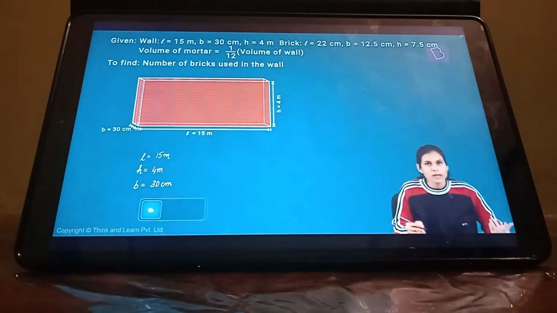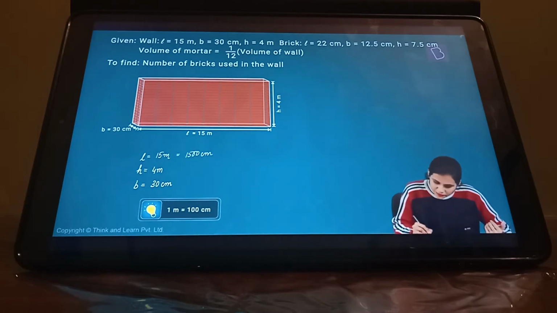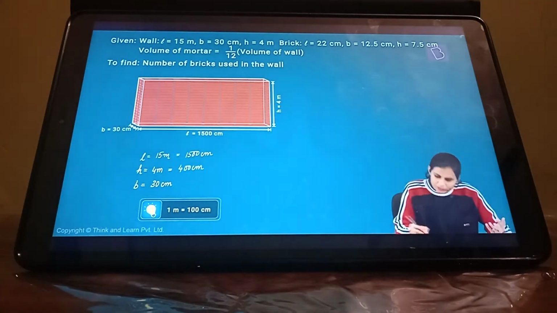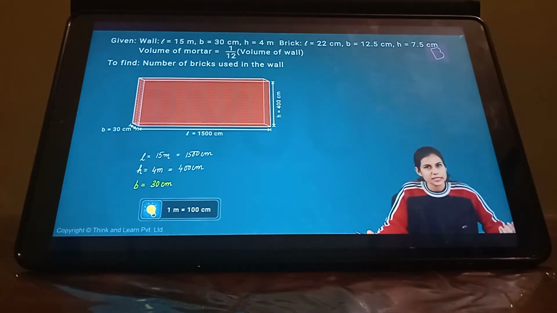Meters, as I said, 1 meter is 100 centimeters. So your length becomes 15 into 100, that is 1500 centimeters. And your height becomes 4 into 100, that's 400 centimeters. Your breadth is already in centimeters, that's 30 centimeters.